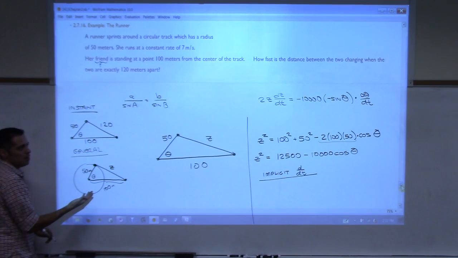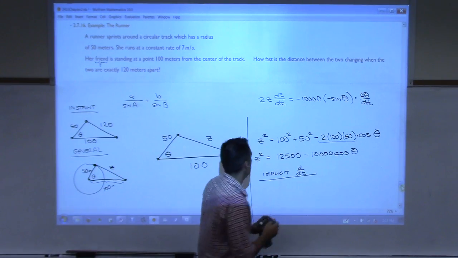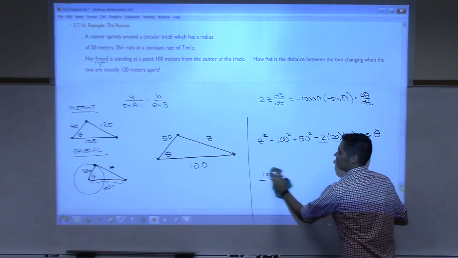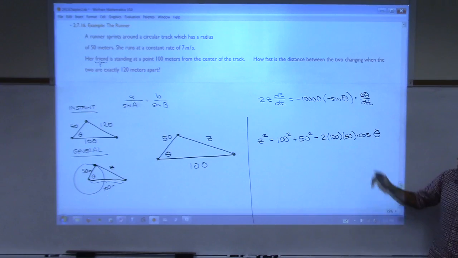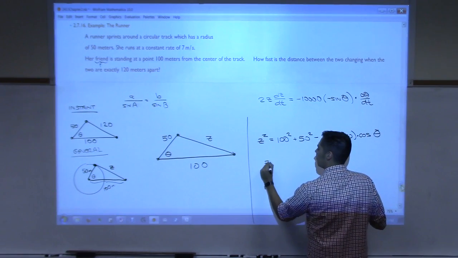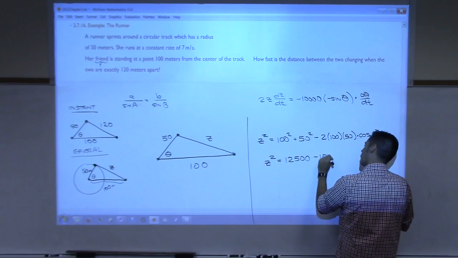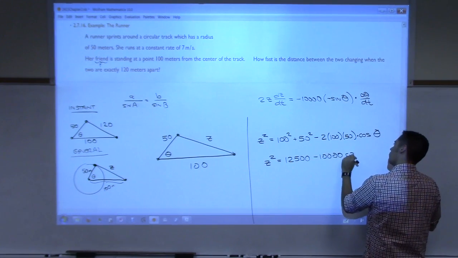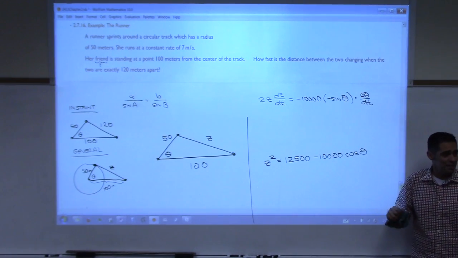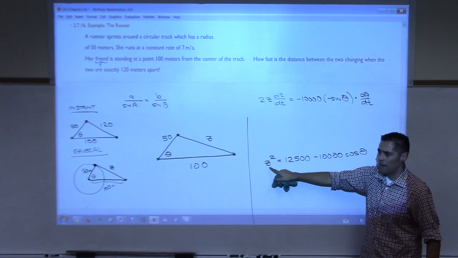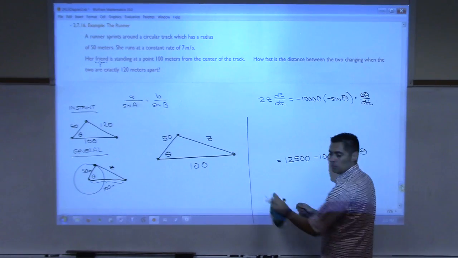Yeah, what formula will I use? This formula right here, law of cosines. Look at this formula right here. Didn't we just use that a second ago? Before we differentiated it, that was it, right? If I fix things in time now, I know what z is. Z is 120. What's 120 squared?